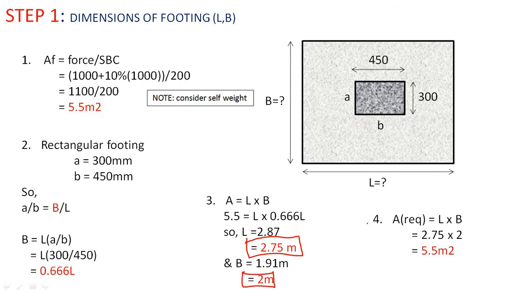So now what we do, we will verify the area. Fourth, we will do is area required. So area required is equals to L into B. This L into B will be the values which we have obtained from the number 3. So L is equals to 2.75 into B as 2. So we have the area as 5.5 meter square.